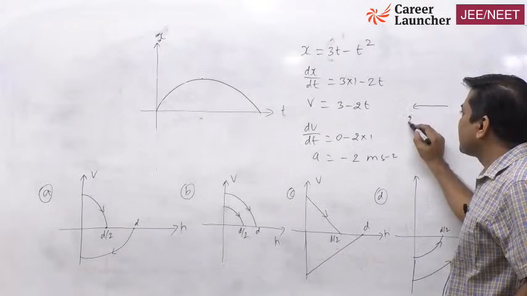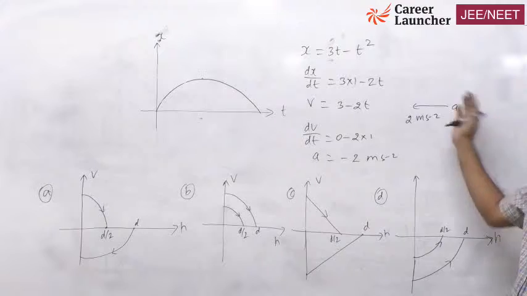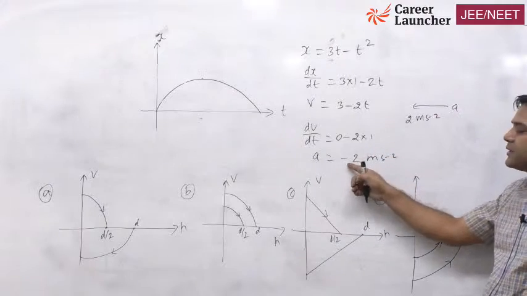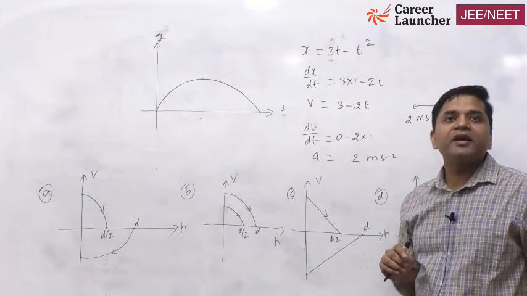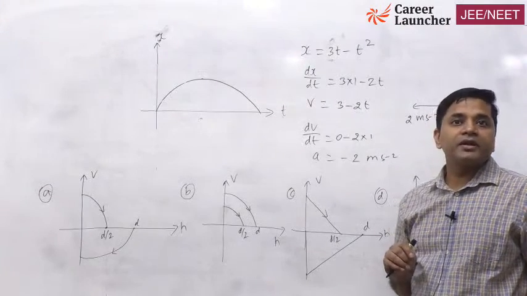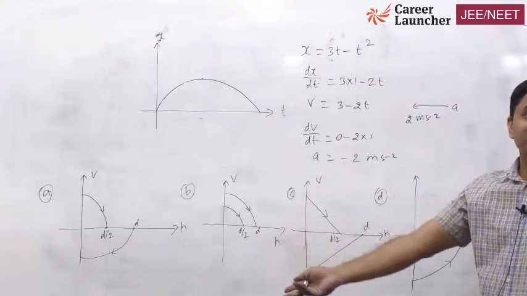That means in left hand side it is 2 meter per second square. Now I'm not writing minus because here A is in your left hand side notation. Minus sign doesn't mean deceleration. Minus sign means direction of acceleration. Acceleration is a vector quantity. It means it is 2 meter per second square to your left hand side.